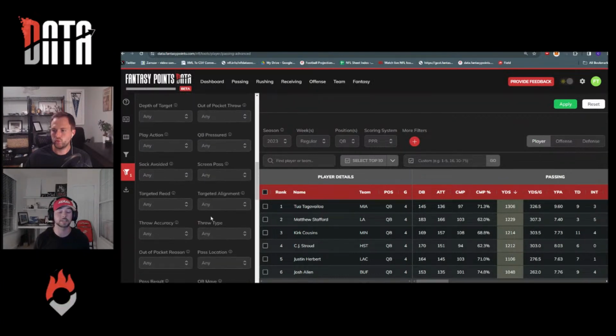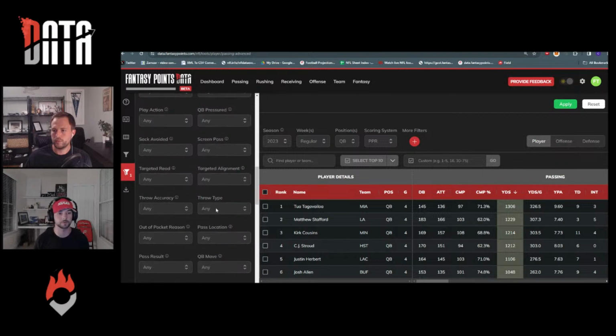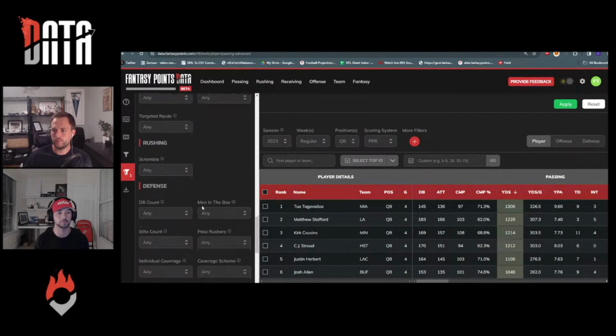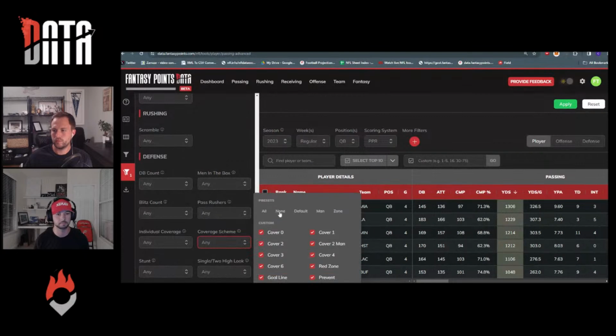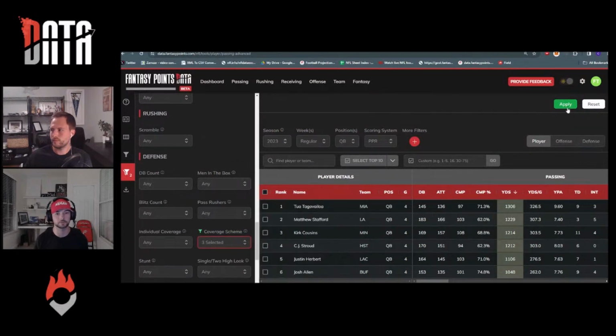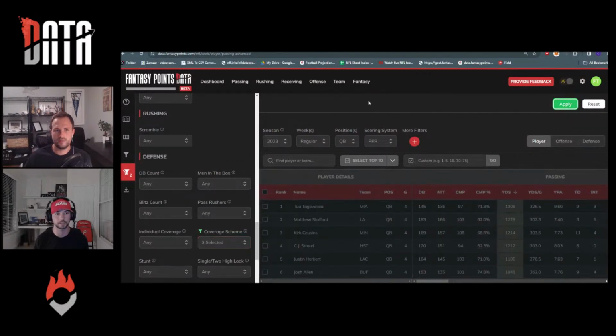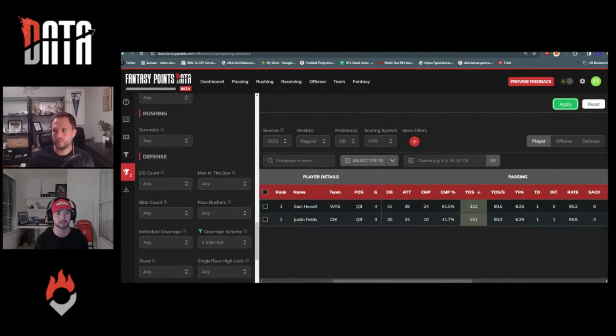But yeah, I do think this is easily the most powerful tool you can have for Showdown, well beyond any of the simulation stuff or optimizers, which are all great out there, but they don't enable you to see extremely, extremely specific matchup data like the Fantasy Points data suite.